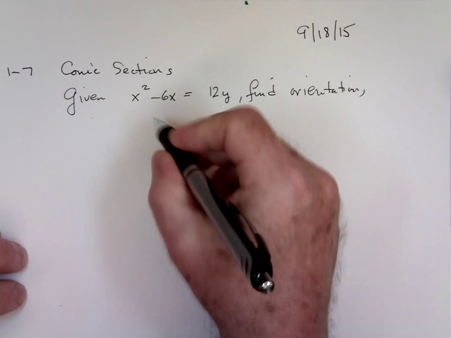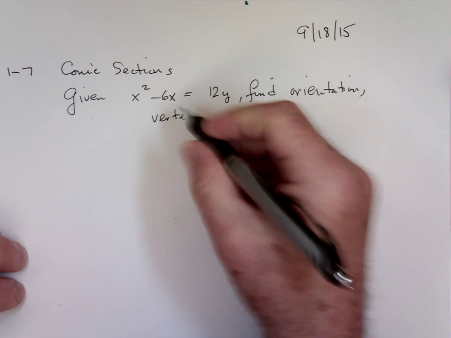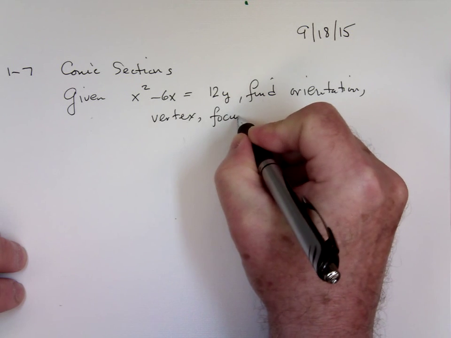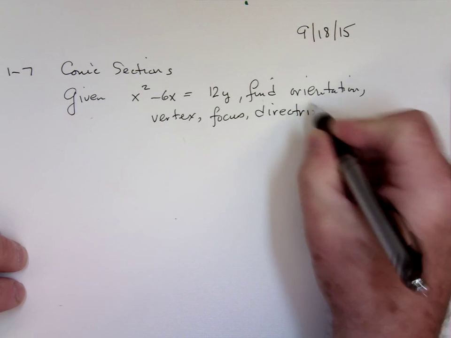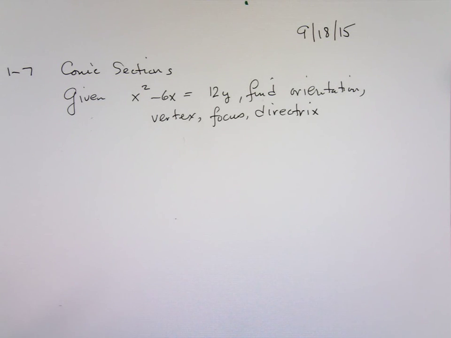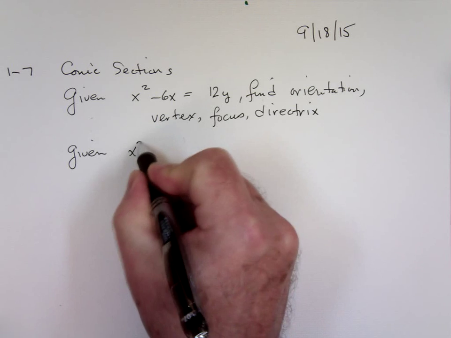I would ask you to find the vertex. I would ask for a focus, possibly a directrix. Those are the kinds of things, okay? So what you have to do is put it in the standard form by completing the square. Find what P is, the distance from the vertex to the focus and the distance from the vertex to the directrix. Okay? That kind of a thing.